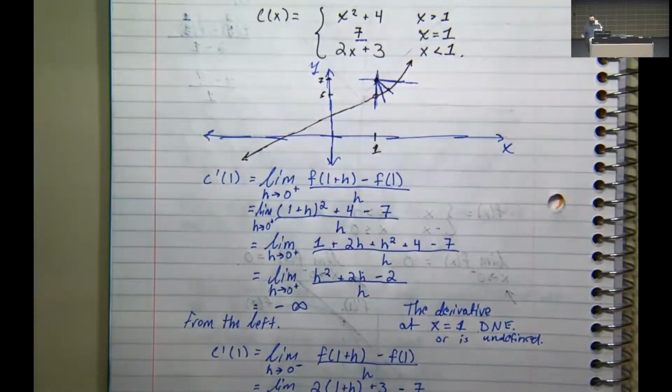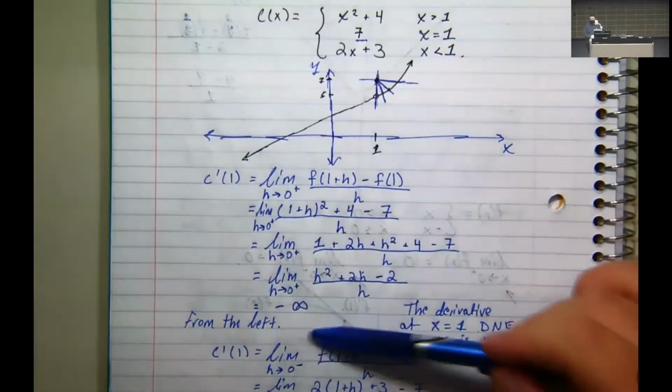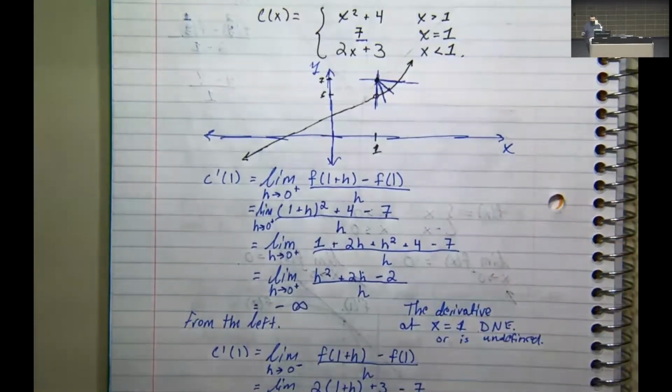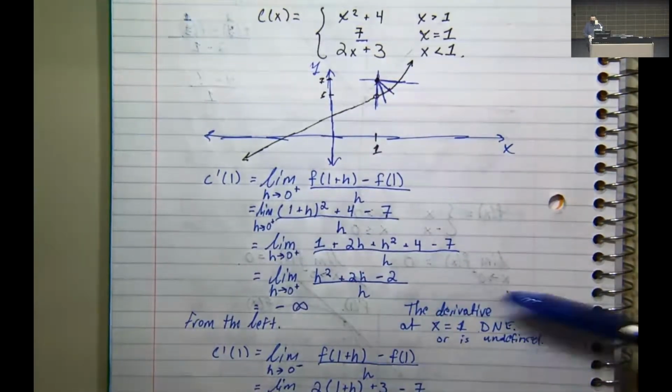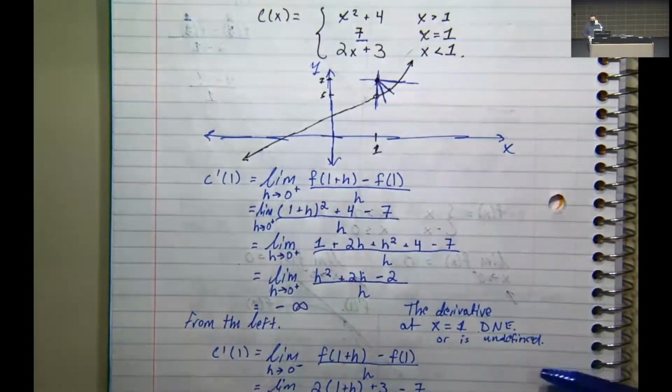So there is no tangent line there. By this equation we would get negative infinity, but there isn't a tangent line, because the function is not differentiable at that point. Cool. Any questions? No. Okay.